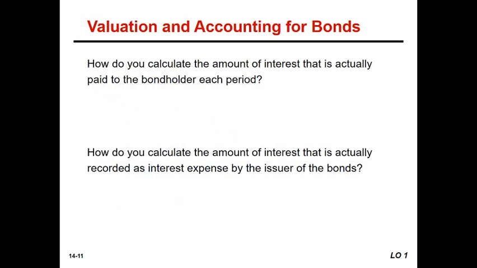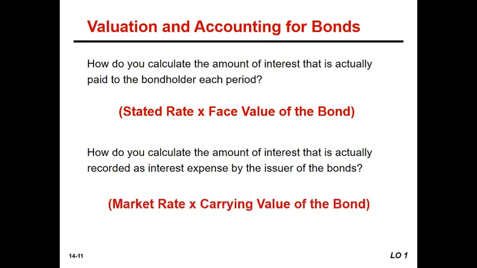Now, the calculation of interest. This is how much is actually paid to the bondholder each period. So these are the checks in a given period that will be issued to the bondholders of record. We take our stated rate and multiply that by the face value of the bond. This is the amount of cash that we'll be paying out. However, the amount of actual interest that we would record as interest expense is the market rate times the carrying value of the bonds. We'll get into that more deeply in a later lecture.